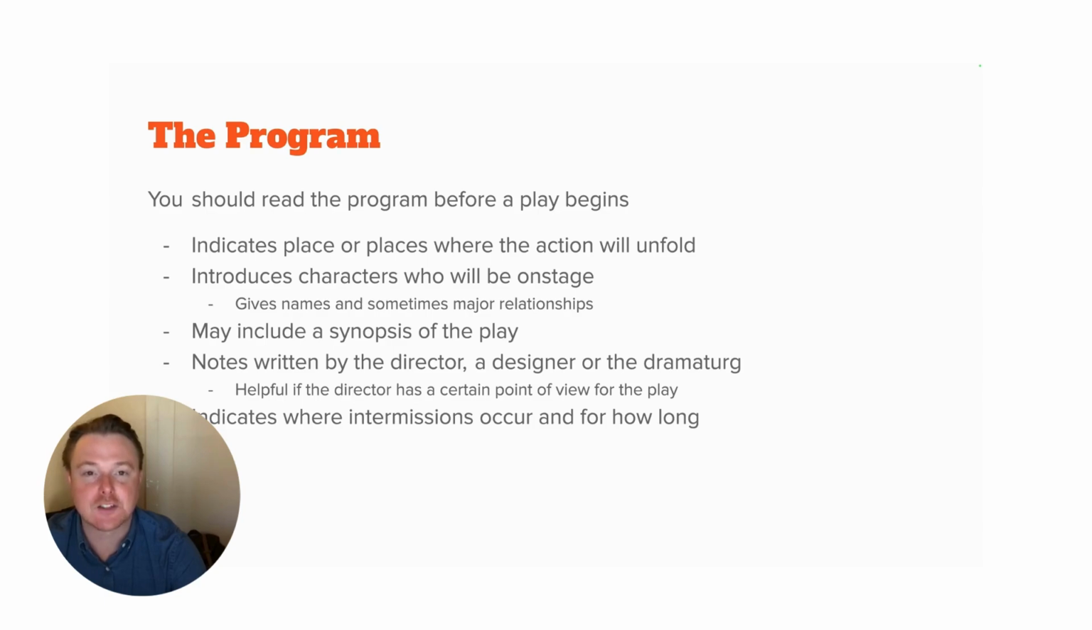It indicates the place or places where the action will unfold, introduces characters who will be on stage, gives names and sometimes major relationships, and may include a synopsis of the play. There are notes written by the director, a designer, or the dramaturg, and it indicates where intermissions occur and for how long. So there's an artistic part to the program, and then there are logistical things like, is there an intermission? That's important to know. And then how long the play is, potentially.